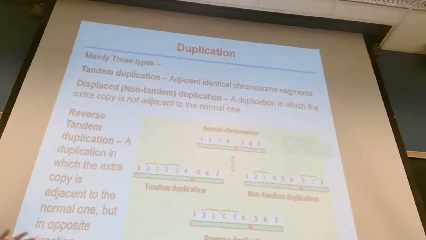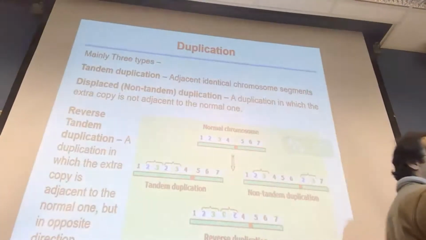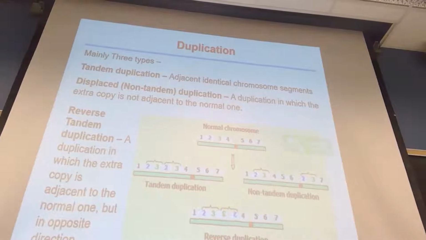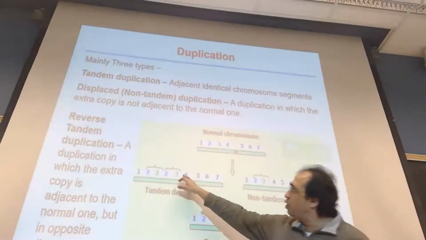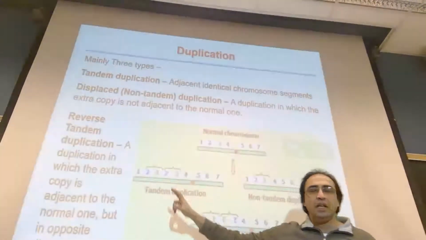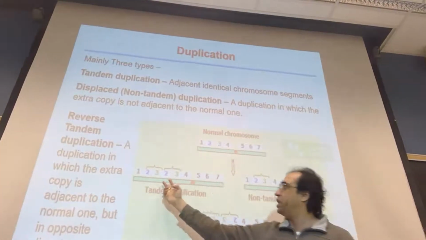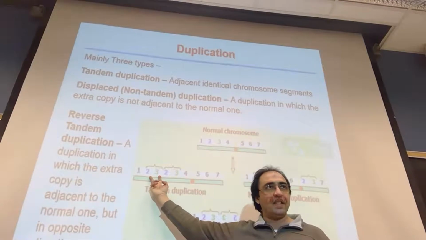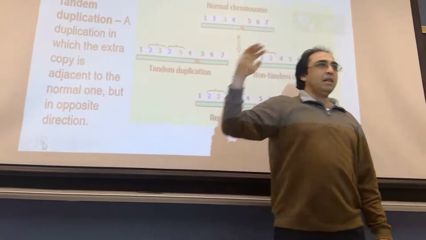Now, based on the duplication sites, we have three kinds of duplication. One is called the tandem duplication. Tandem duplication means in the same part, this is the normal chromosome, this is the duplicated part, that is 2 and 3. They are adjacent to the original chromosome. That is the original region. Here are the genes, 2, 3, original region was there. This is the duplicated part, but they are just by the side of the original part. In such case, it is called tandem duplication.